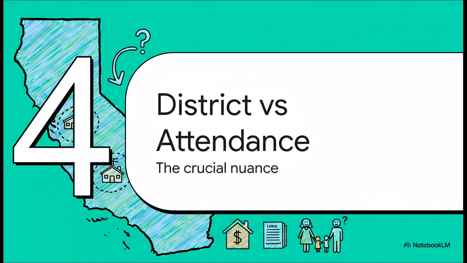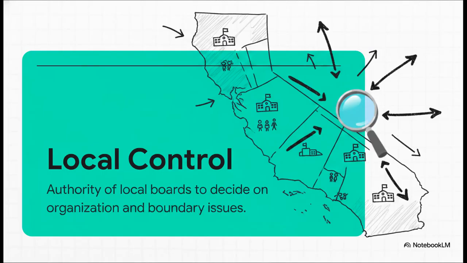Grasping this nuance is absolutely the most critical thing for parents to do before buying a home or signing a lease. But first, we have to define local control. This is the authority of school district governing boards to make decisions about district organization and boundary issues. In California, local control is a defining feature of the system. The power to draw the actual lines rests entirely with the local board, subject to state law.